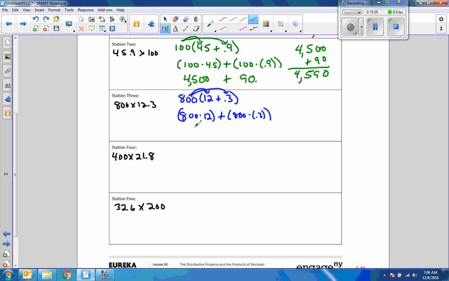Okay. 8 times 2, 16. Carry the 1. 8 times 1 is 8. Plus 1 is 9. Bring down these 2 zeros. So that's 9,600. 8 times 3 is 24. But 8 times 0.3 is 2.4. Move the decimal 2 places to the right. 1, 2. Take 9,600 plus 240. Be careful with your decimal places. 9,840.